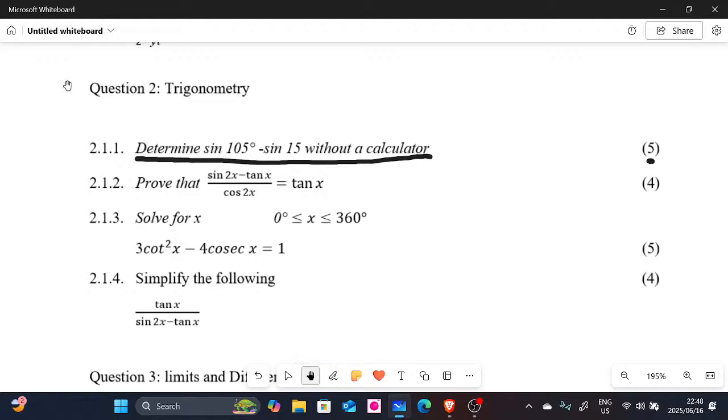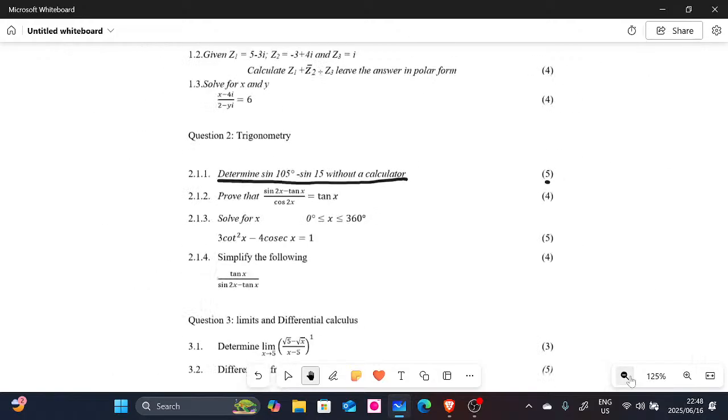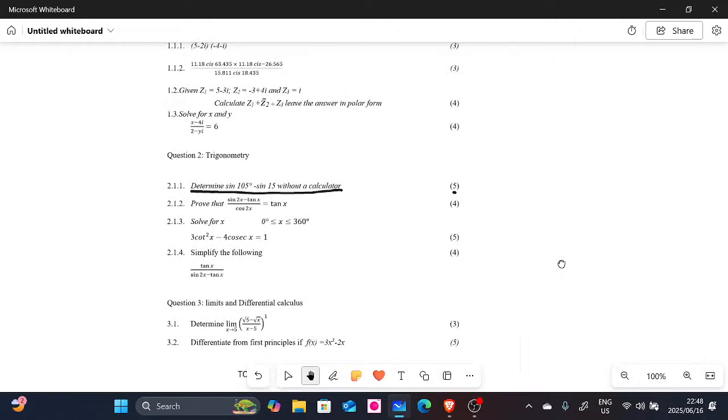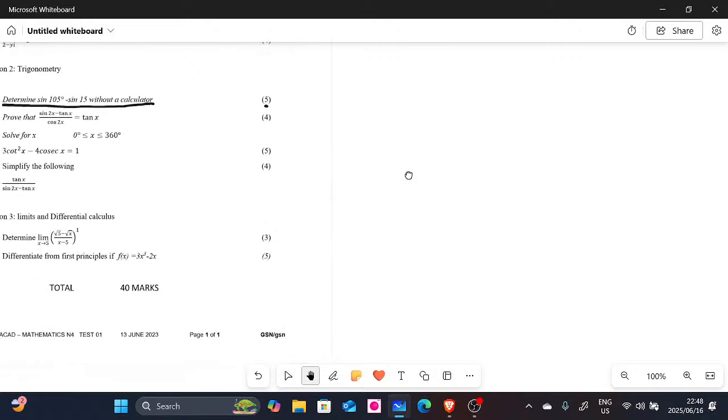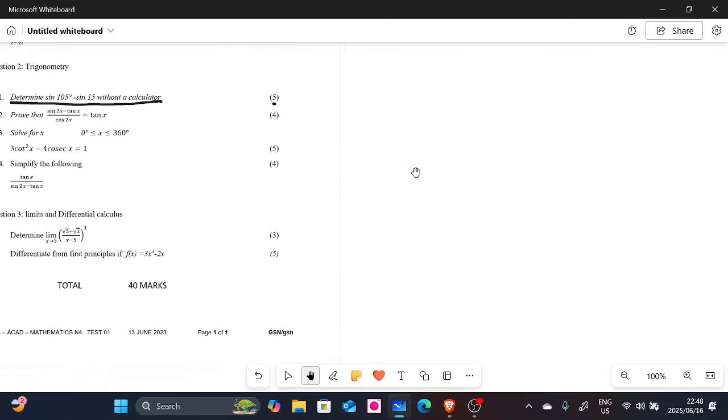Let me zoom out and let me write it where there is space, guys. So you are given sine 105 degrees minus sine 15. And remember, they want you not to use a calculator, my good people.